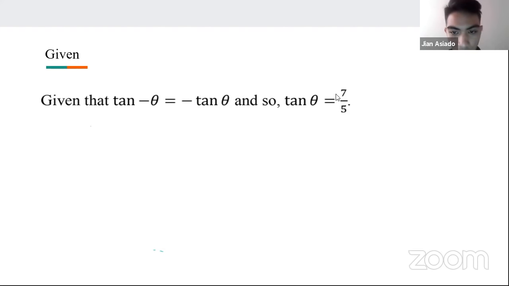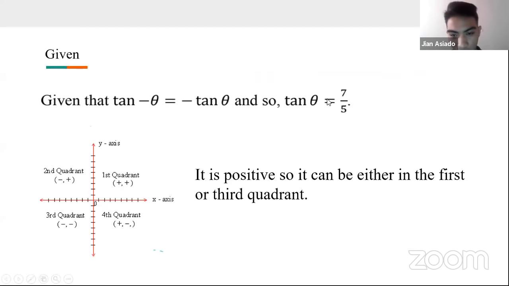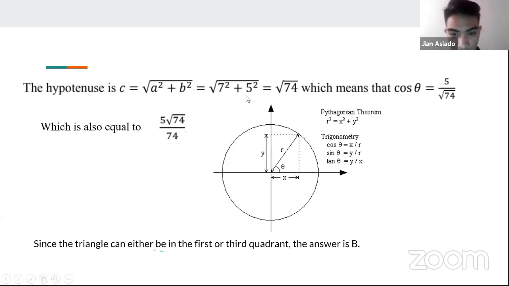So, ito, as you can see, tangent theta is equal to 7 over 5. And so, this is positive. That's why it can't be either in the first or third quadrant. So, this one, positive siya kasi dapat same signs, di ba? Kasi multiplication.